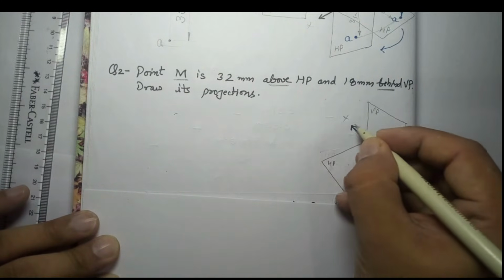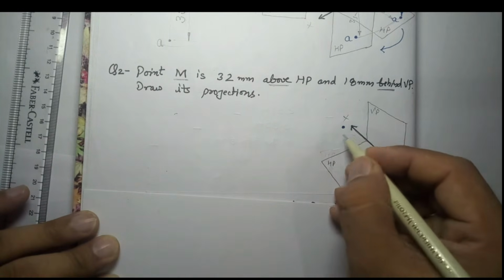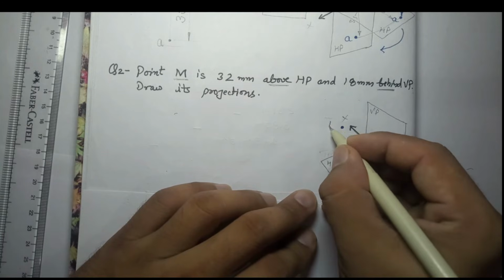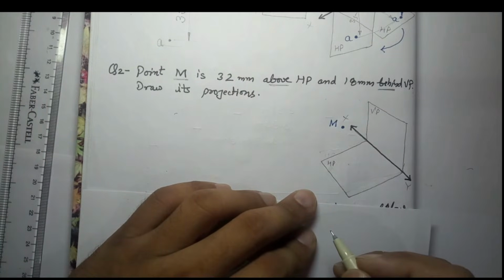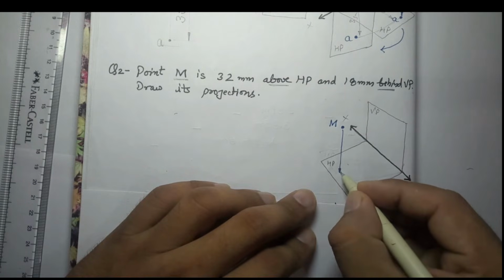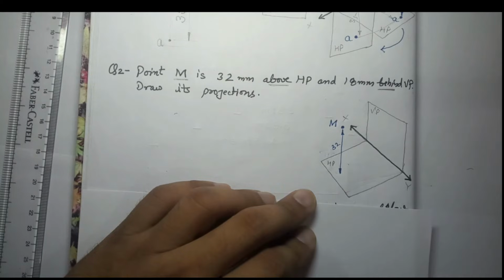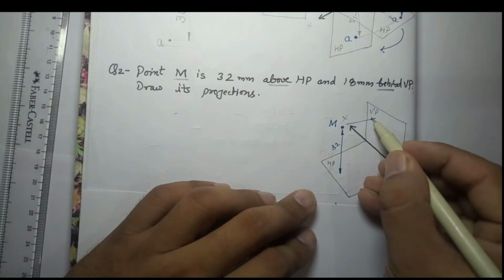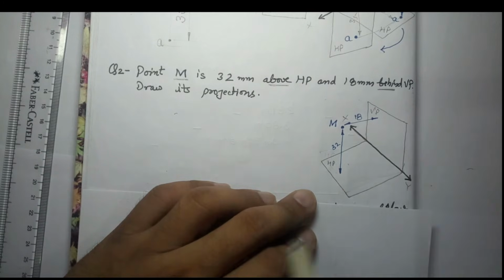So if I consider the point here, just to show you, just to improve the imagination, this is not allowed. So let's say this is the point, M is the real name of the point, capital M, it is 32 above HP. So let's say I have taken this distance 32 as per the given value, 18 mm behind VP, so it means this gap is 18 mm. So this is the given statement.